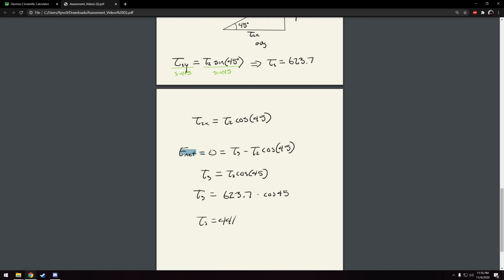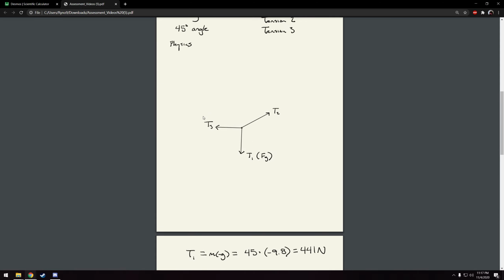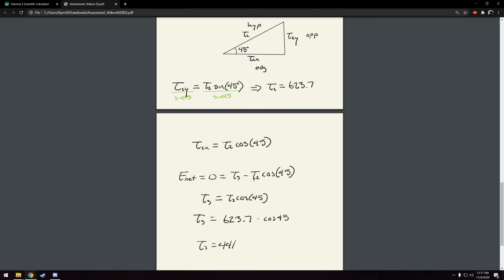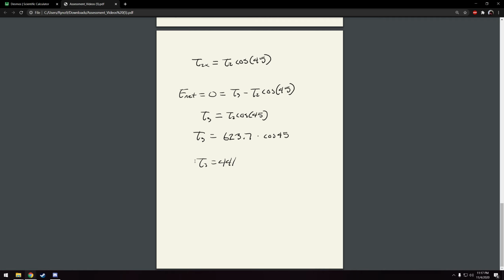F net, which is the net force acting on the system, is equal to 0 because the system isn't accelerating, which is equal to T3, which is this guy, minus that x component of the T2, which is T2 cosine 45. We can solve for T3 because we add T2 x to both sides. We get T3 is equal to T2 cosine 45. Plug in our knowns. T3 is equal to 623.7 times the cosine of 45, and we figure out that T3 is equal to 441 newtons.